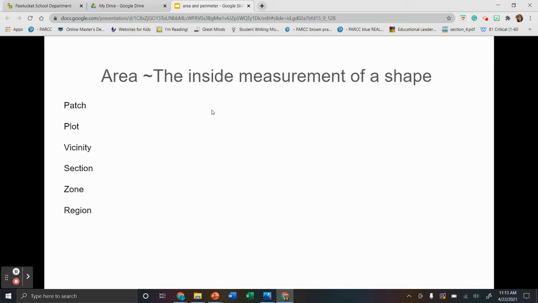Let's remember that area is the inside measurement of a shape. Okay, so it could be like a patch of land, a plot of land, stay in this vicinity, stay in this section, the zone, region, those are all area.